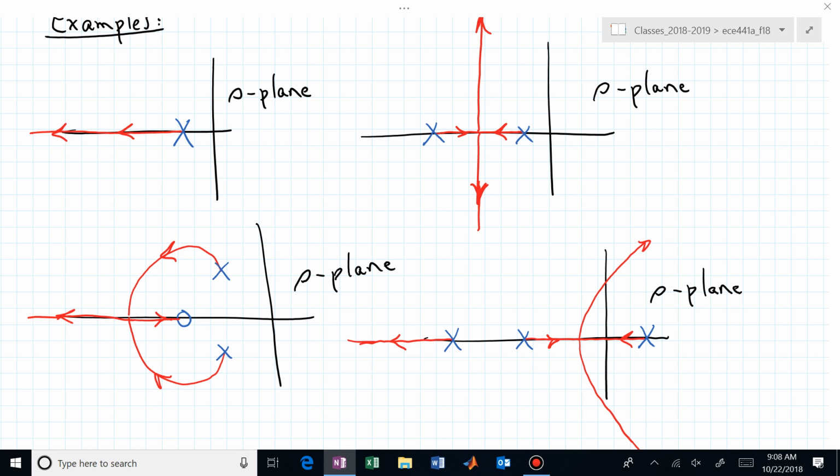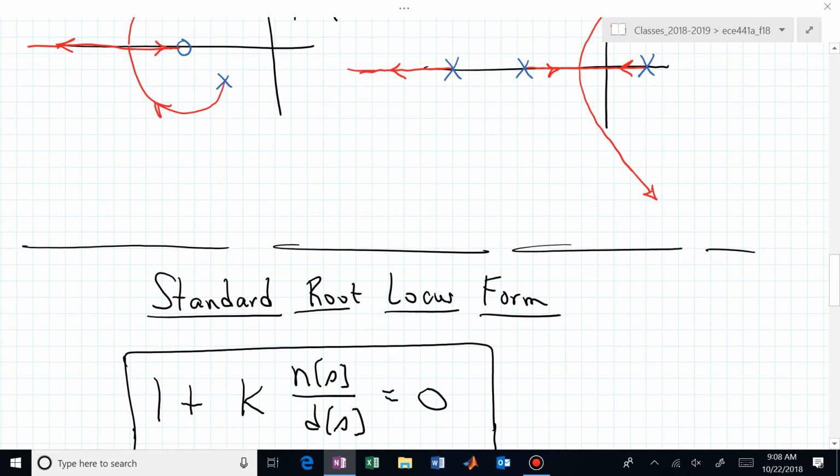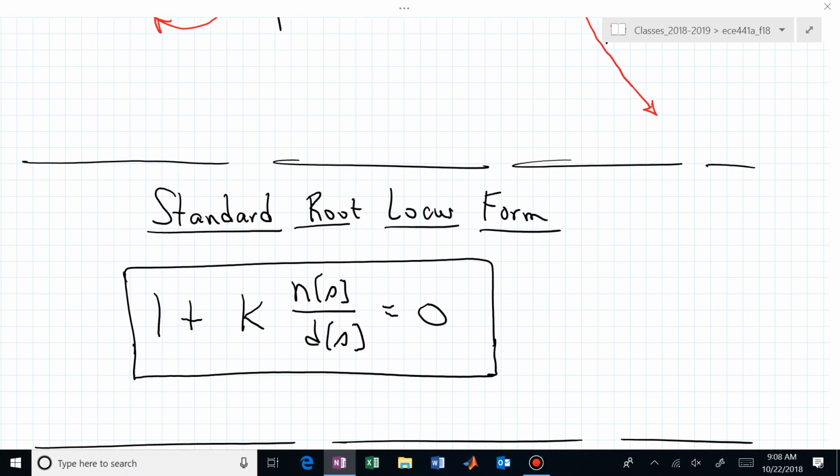Why? Because what we've already done is learn what regions of the complex S-plane we might want our closed-loop dominant poles to belong to or live in. All of this is building on itself.